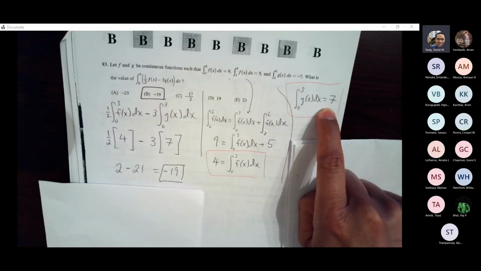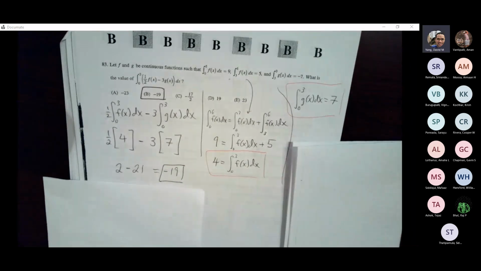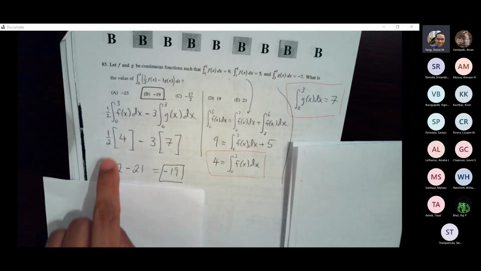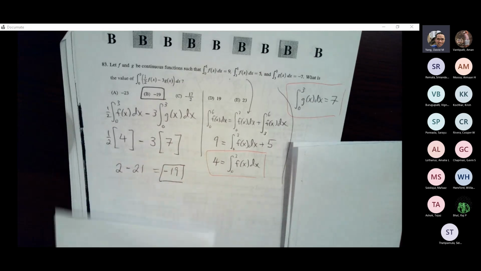So I can replace this with 7, replace the first portion with 4, and keep those coefficients. 1/2 times 4 is 2, 3 times 7 is 21. 2 minus 21 is negative 19.